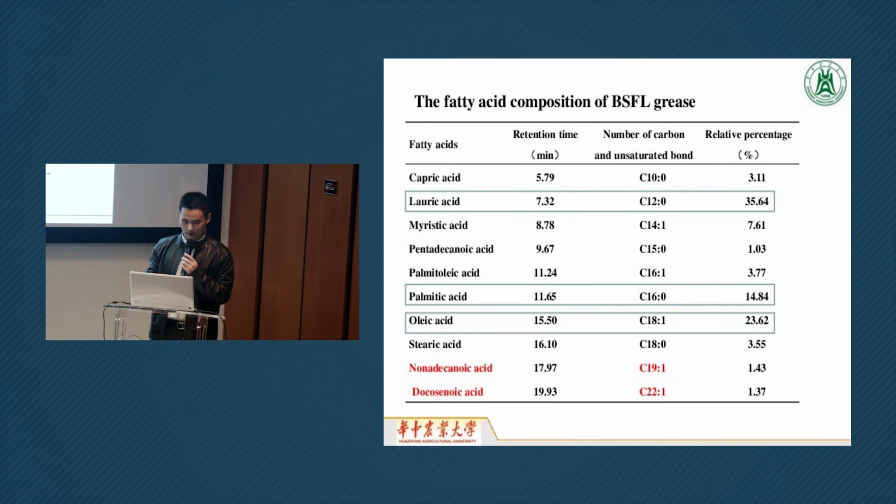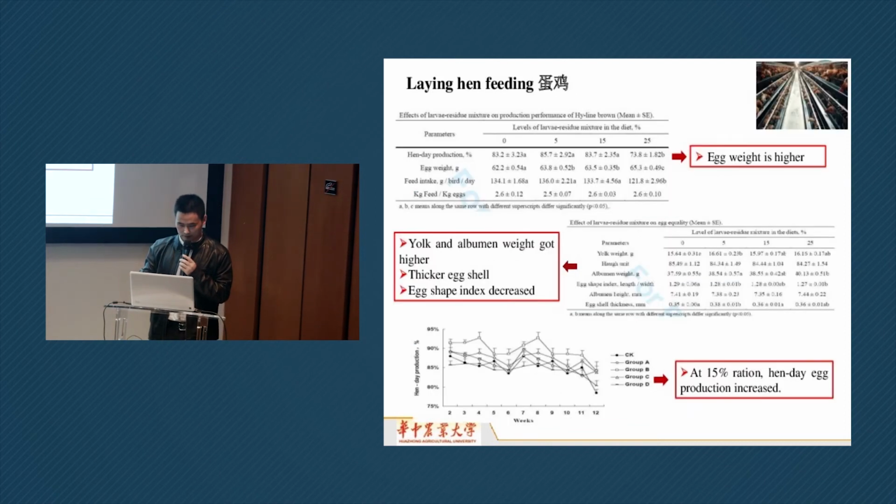Also, this one shows the fatty acid comparison of the grease. You can see from here that bacterify has some odd number fatty acids, like 15, 19. It also has some very long ones, like 23 carbon numbers, because the odd number fatty acid is very good for the health of humans, and can even fight cancer. But the relative content is very low.